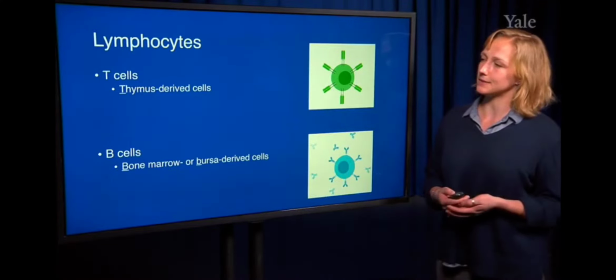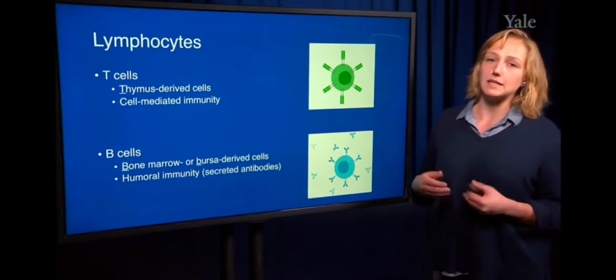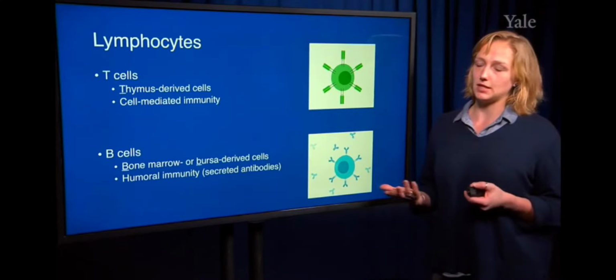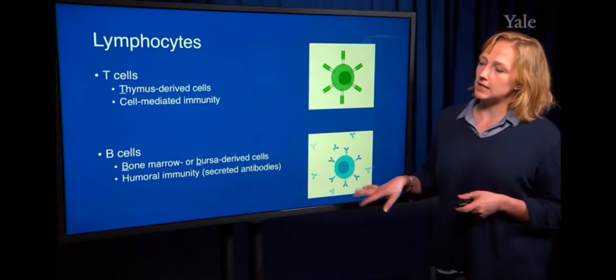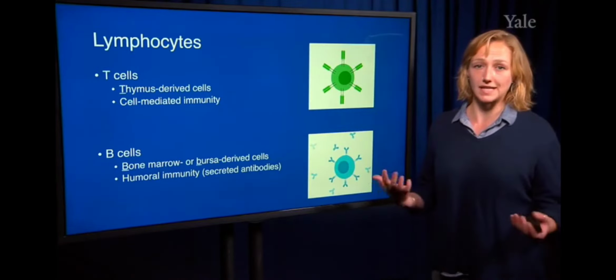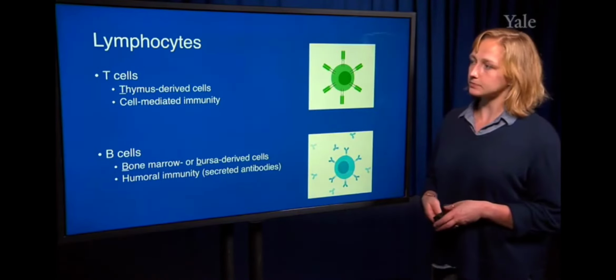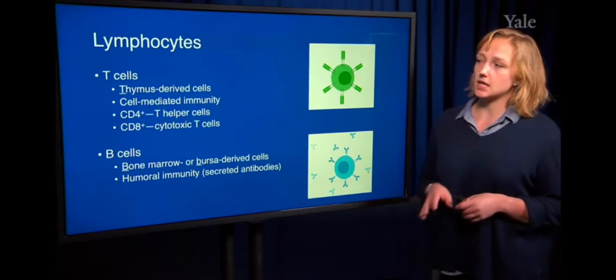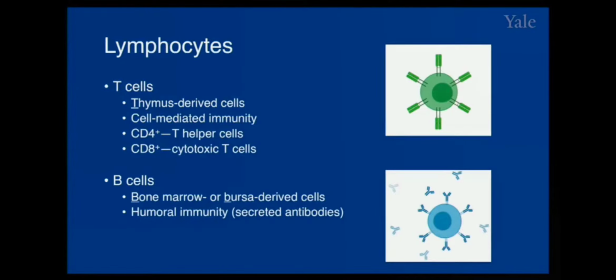Now, T cells mediate cell-mediated immunity, and B cells mediate humoral immunity, or antibody-mediated immunity. And T cells come in two very broad flavors. First are CD4 positive T cells, or T helper cells, which help in the stimulation and differentiation of the immune response, and also CD8 positive T cells, which are cytotoxic T cells, which will directly kill infected cells.